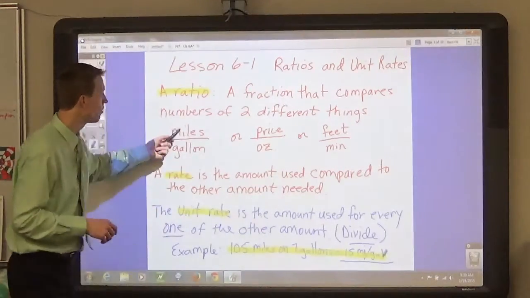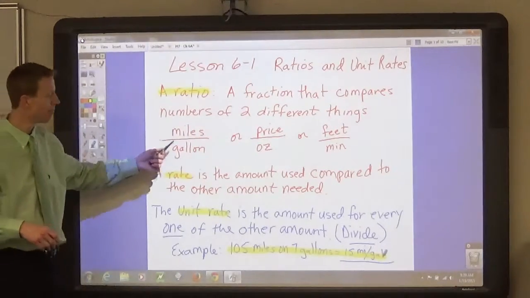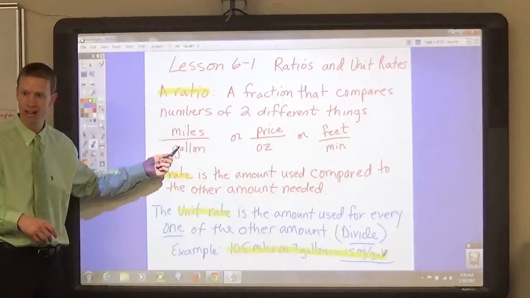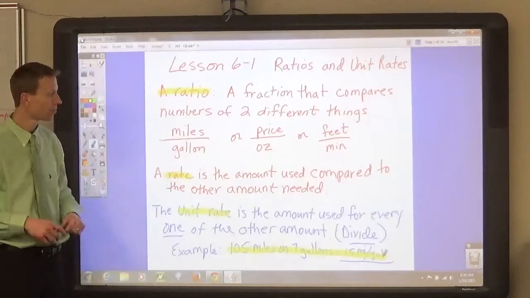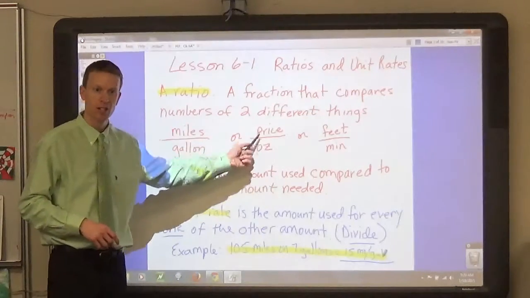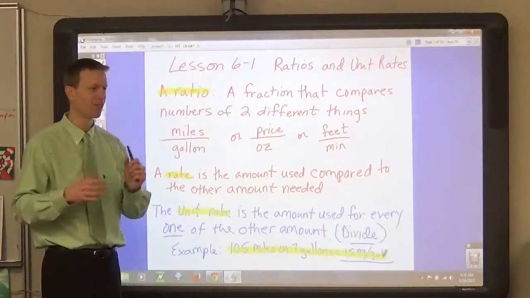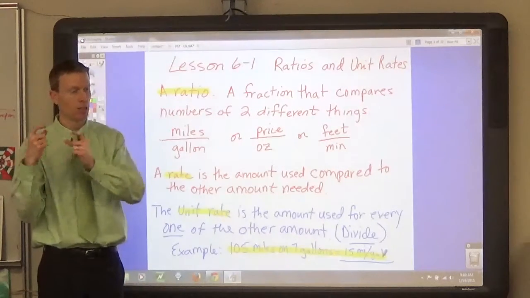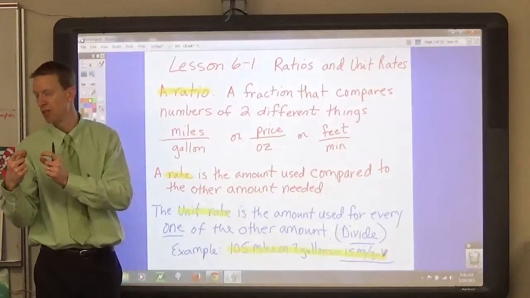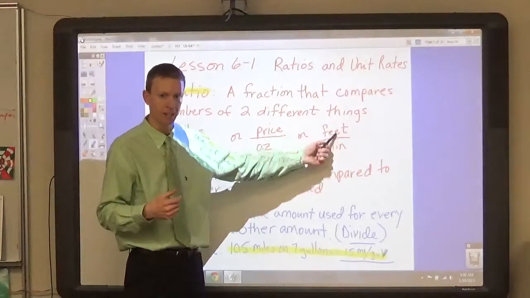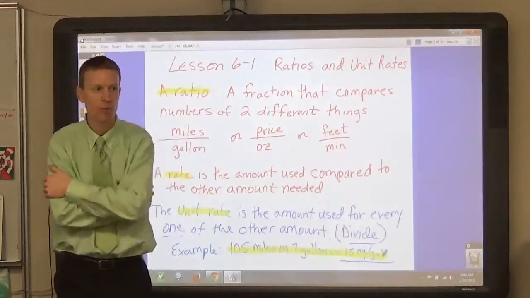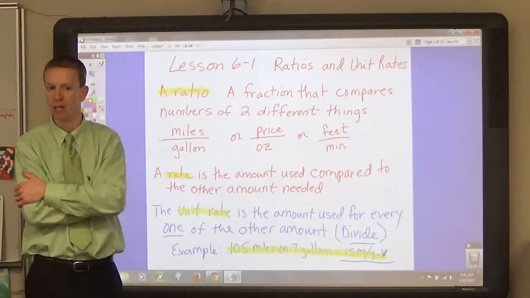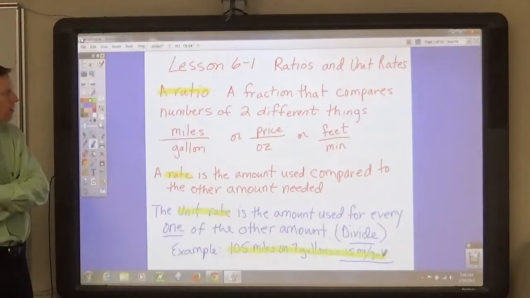Okay? Here are some other ratios that you're familiar with. Notice they have different labels. Miles and gallons: the amount of miles traveled out of the number of gallons used. Or price per ounce. If you go shopping, especially for groceries, often on the little tag they will give you the price per unit, the price per fluid ounce, for example. Or feet per minute. Maybe that's a better measurement of how fast you're going when you are running. So those are all examples of ratios.